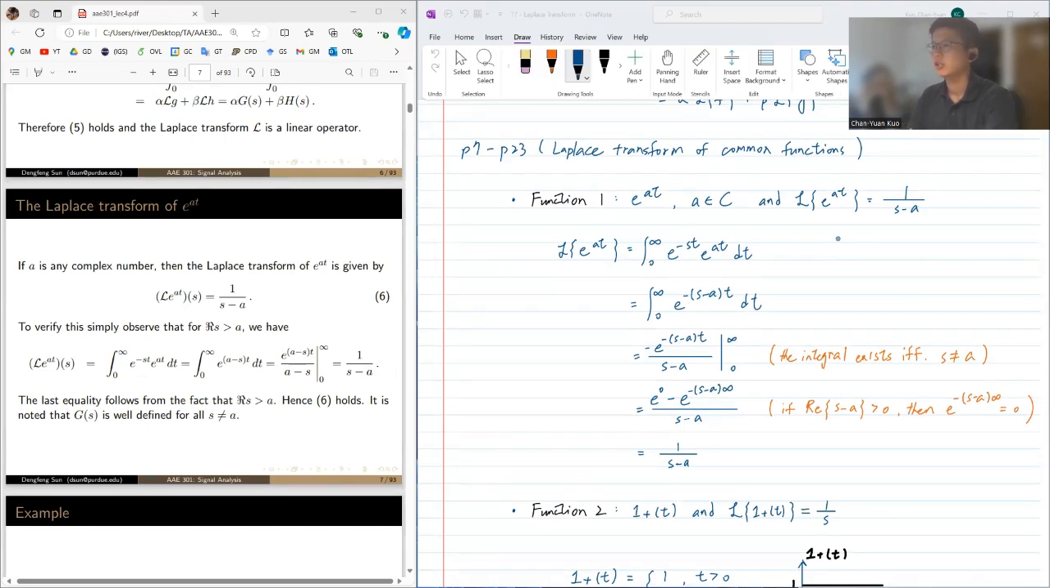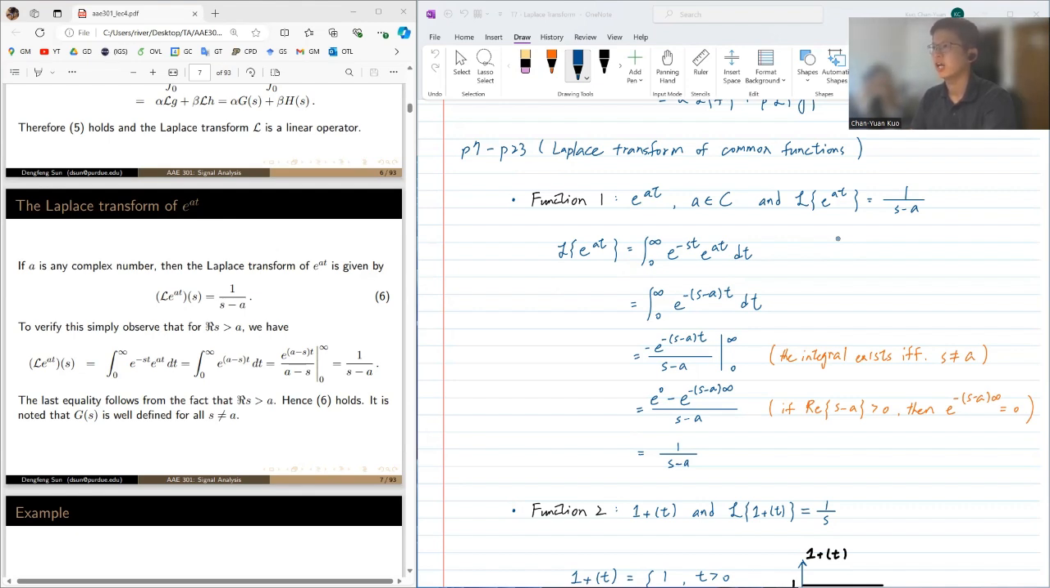Okay, now let's take a look at the Laplace transform of some common functions. The first function that we will be looking at will be this exponential function e to the at, and here a is a complex scalar. The Laplace transform of e to the at will be 1 over s minus a. And let's see how we can get this.